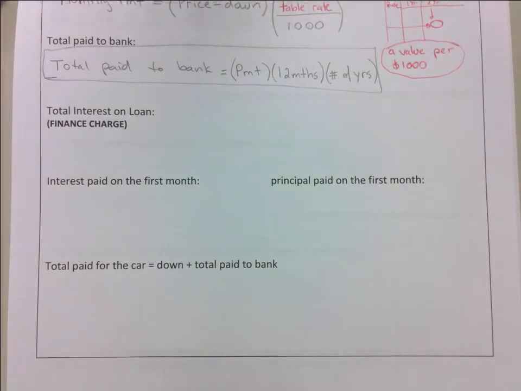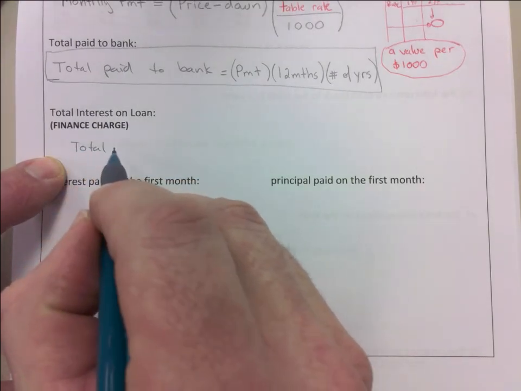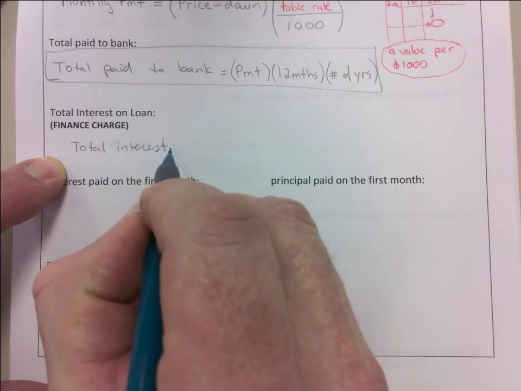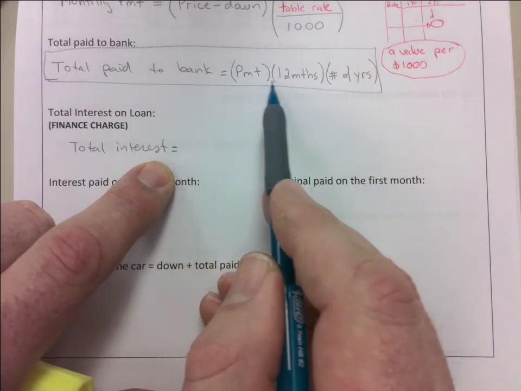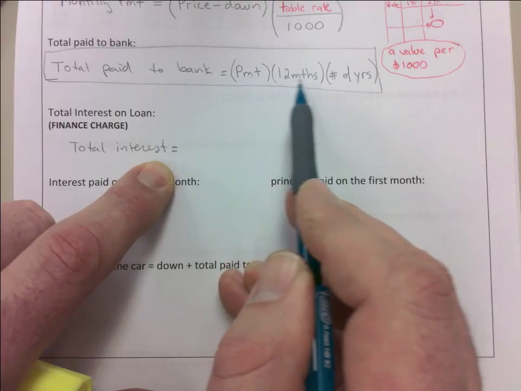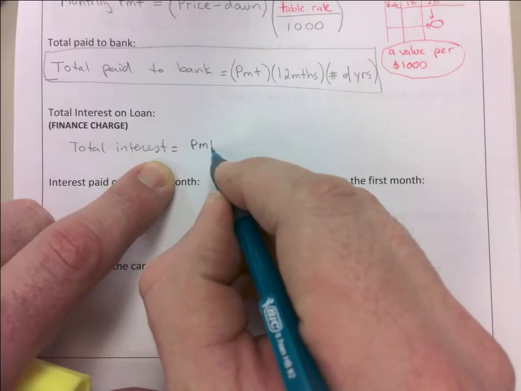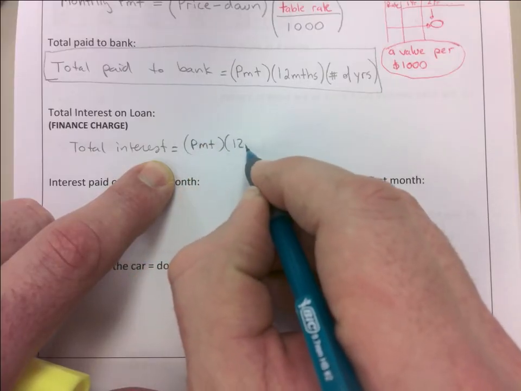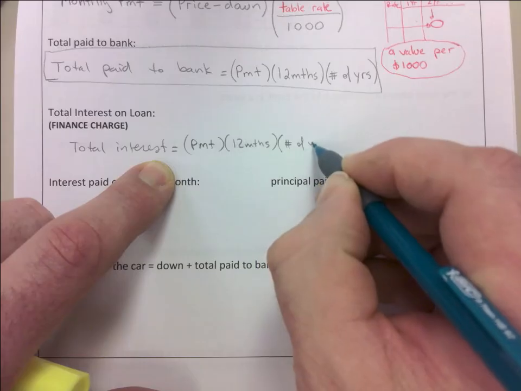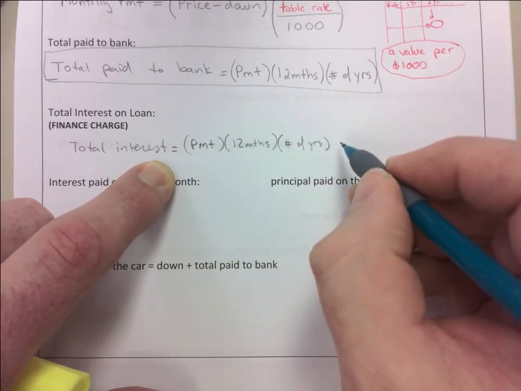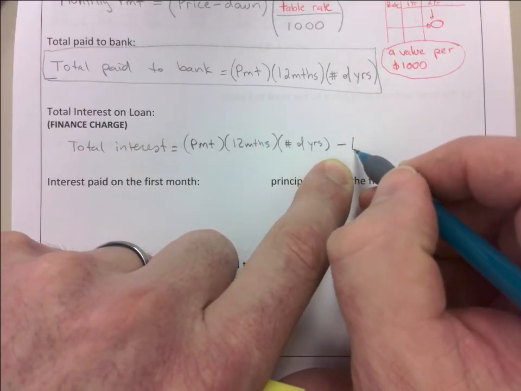Total interest on a loan, which is also known as the finance charge. Total interest. I'll tell you already, this is going to be copy paste of what I just gave you. We're going to take everything we paid the bank, so it's going to be PMT times 12 months times the number of years. But here's the kicker. We're going to go minus the loan.